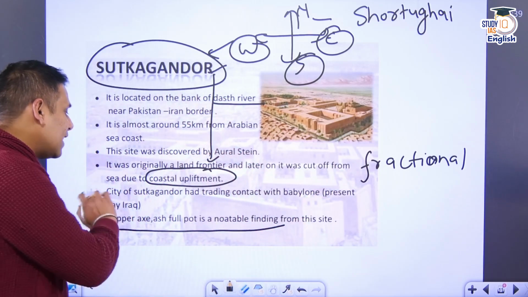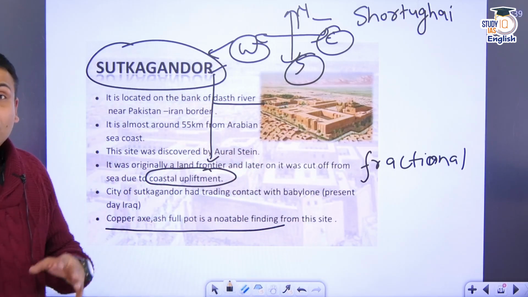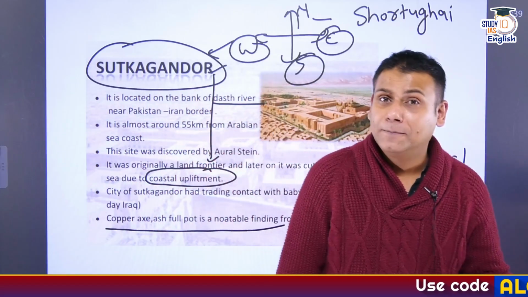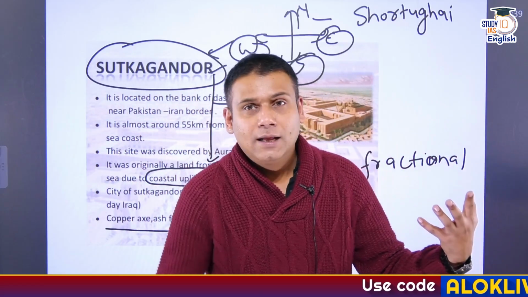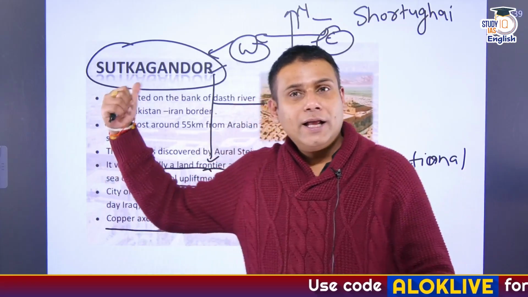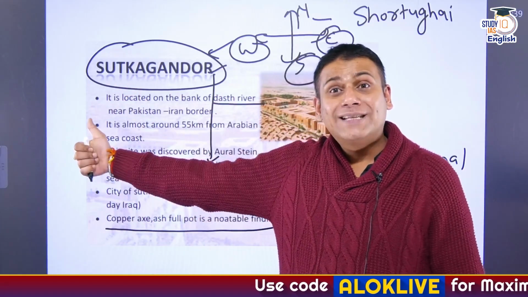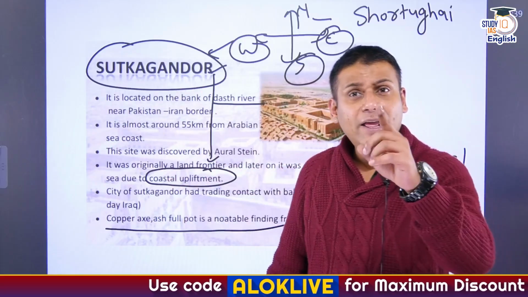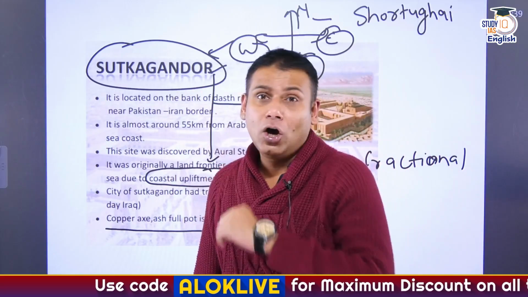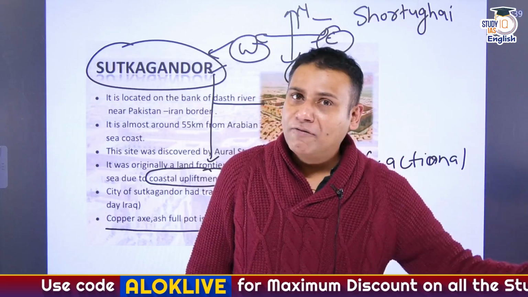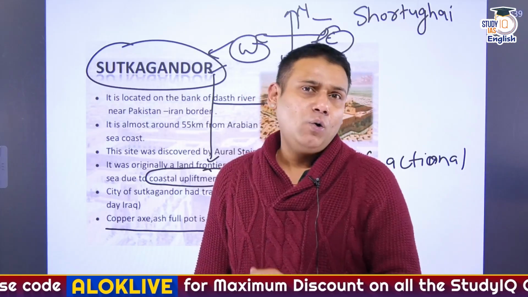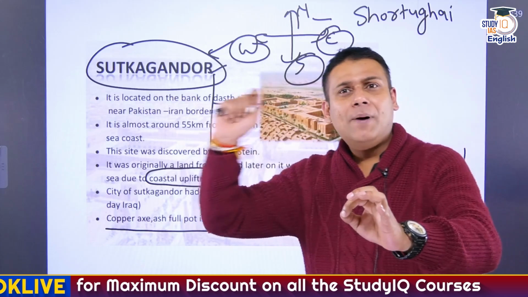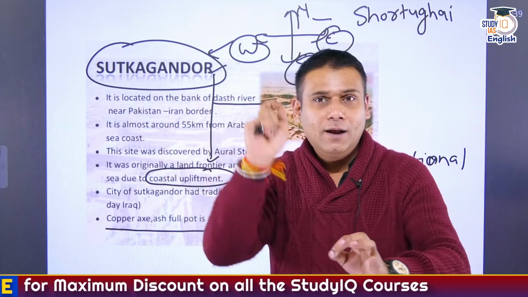Correct? Copper axe have been found at this site. Apart from this, these people had trading contacts with Babylon, that is modern day Iraq. Got the points? Repeating again, Sutkagendor, the westernmost site of IVC, located on the borders of Pakistan and Iran. Trading contacts with Iraq, that is Babylon. Created by coastal upliftment. Ashful pot has been found, which suggests that people might have practiced fractional burial or partial burial. Clear, guys?